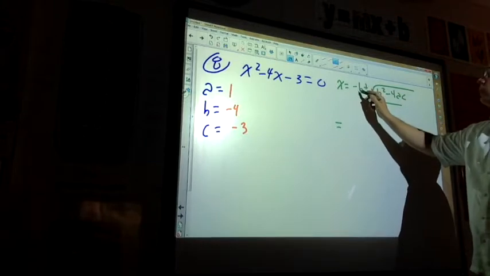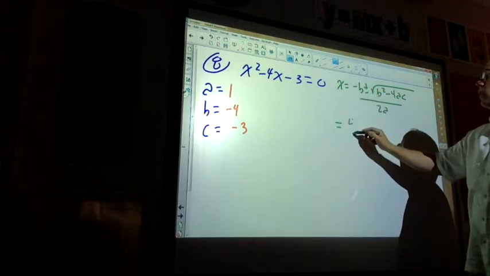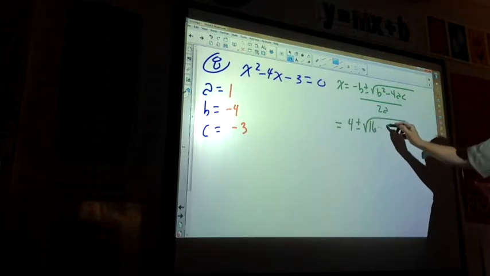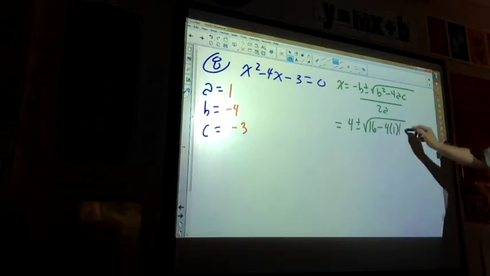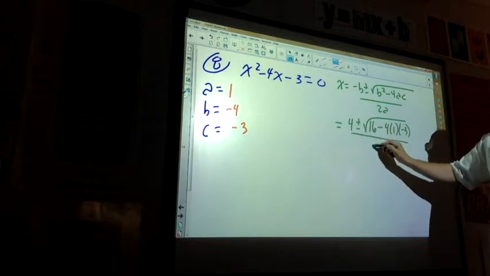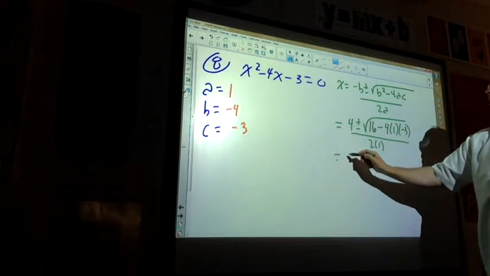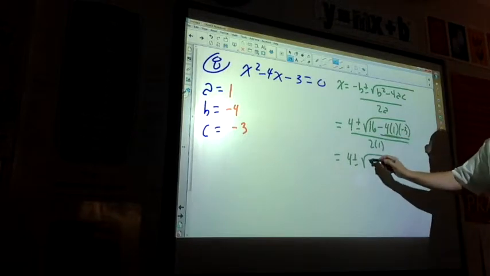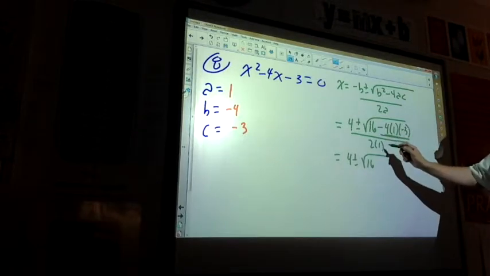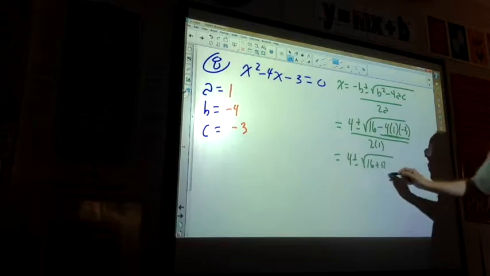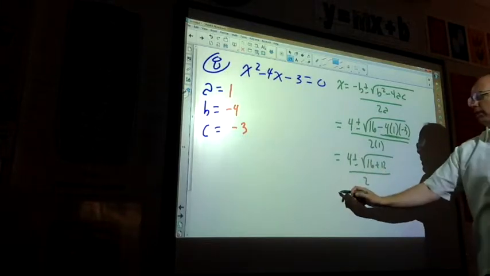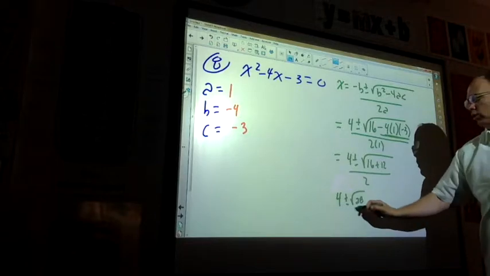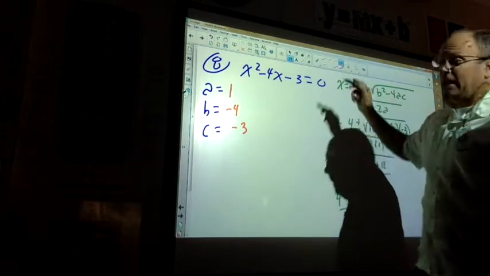Hey, what's this going to be? Positive 4. Everyone agree? What's this going to be? 16. Minus 4 times 1 times negative 3, all over 2 times 1. Cool. So what's in here going to be? Negative 12. Positive 12, right? 28. 4 plus or minus root 28 over 2. Now, I can reduce, right?